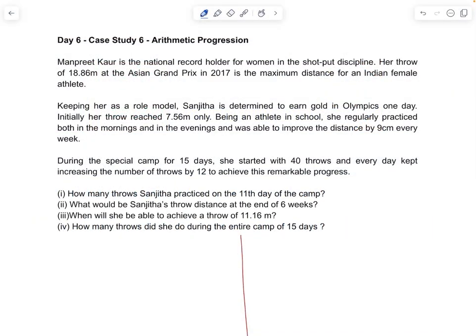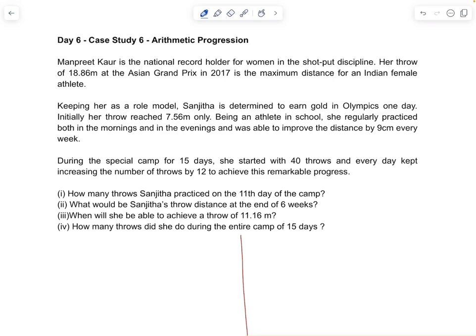The question goes like this. Manpreet Kaur is the national record holder for women in the shot put discipline. Her throw of 18.86 meter at the Asian Grand Prix in 2017 is the maximum distance for an Indian female athlete. Keeping her as a role model, Sanjita is determined to earn gold in Olympics one day.